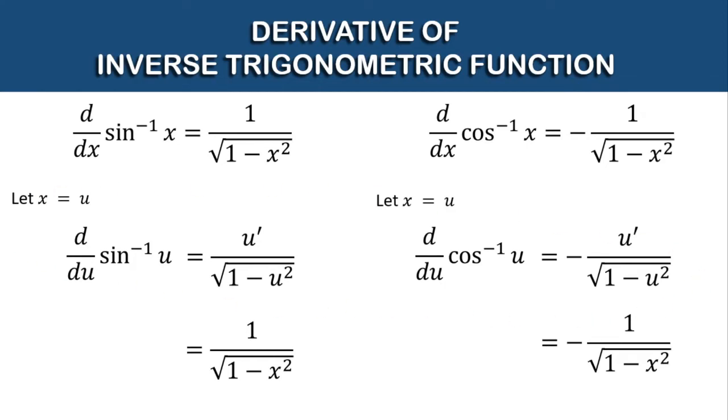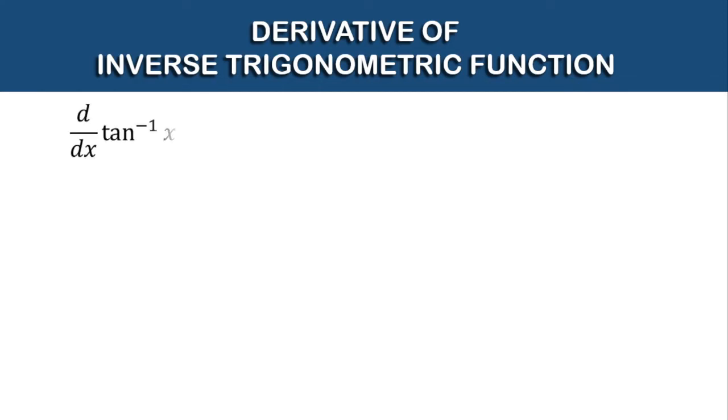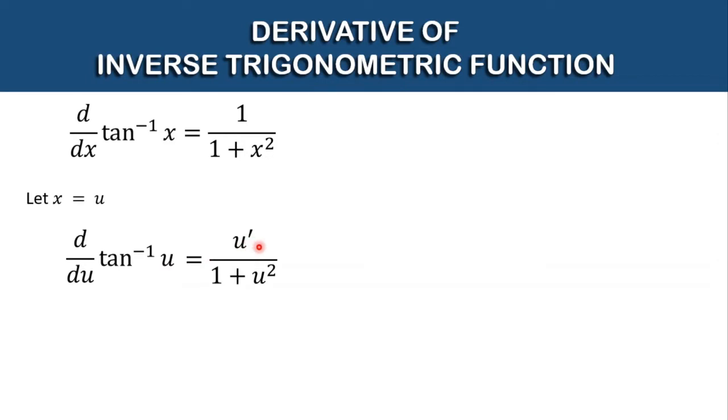Now, let's discuss the derivative of arctangent of x. Diba? This is equivalent to 1 over 1 plus x squared. So, mag-let tayo, x is equal to u. Palitan natin lahat ng x ng u. So, we have d over du of arctangent of u. This is equivalent to u prime over 1 plus u squared. So, again, u prime is 1 because u is equal to x. The derivative of x is 1.